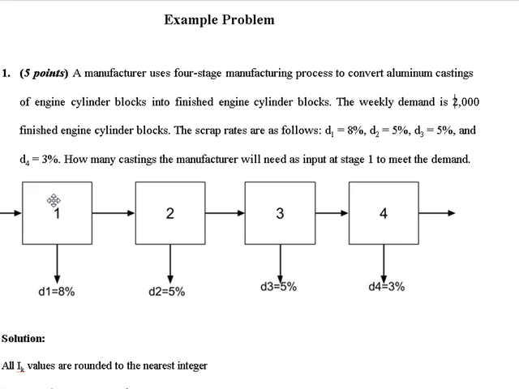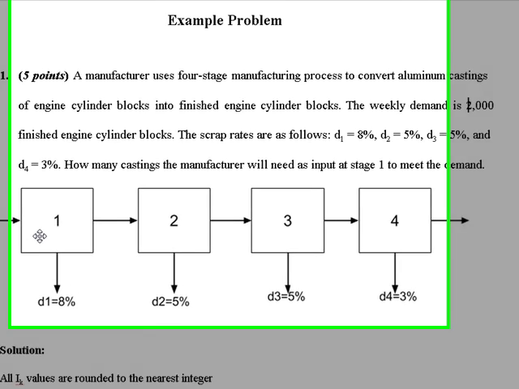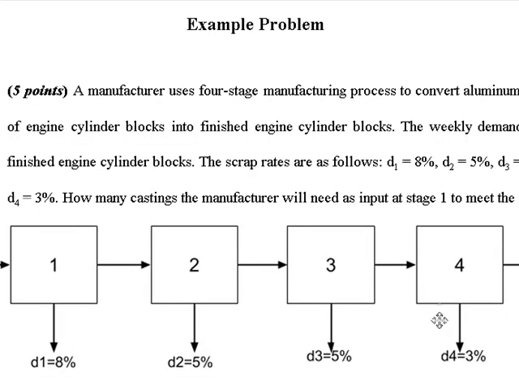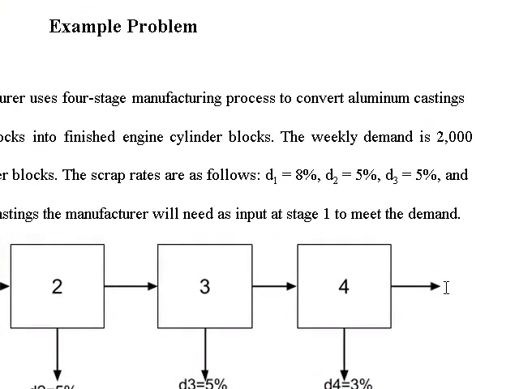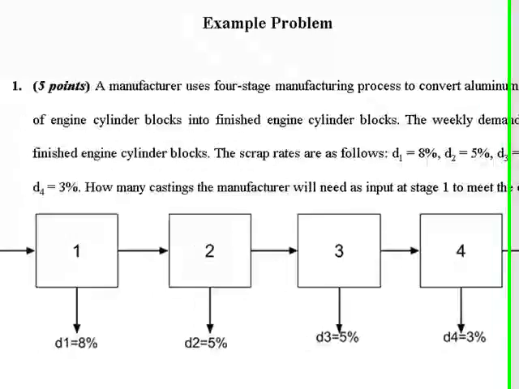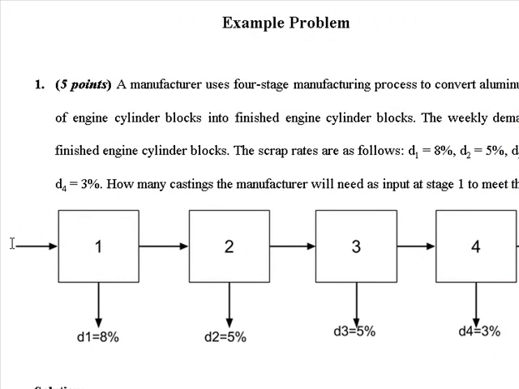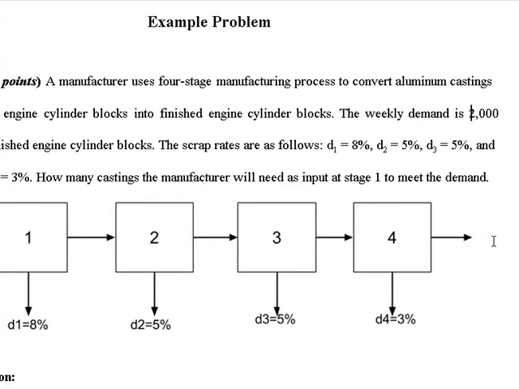Let's look at this figure here. This is a block diagram that shows the manufacturing process, right? So there are 4 stages, 1, 2, 3, 4-stage manufacturing process. The finished part comes out here, right? After the raw casting goes in the first machine, then from there to second, third, fourth, and finally we get the finished output here, right?